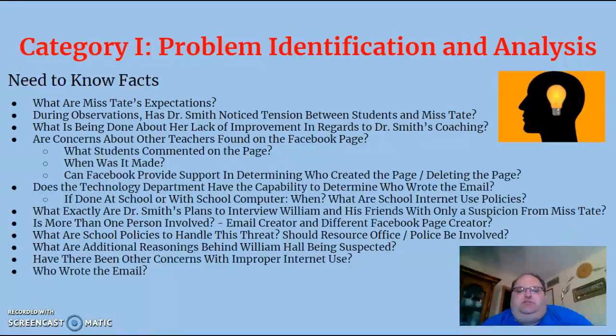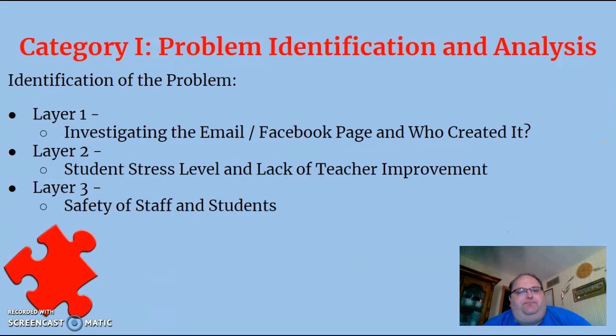Is there more than one person involved? Could there be a creator of the email and a creator of the Facebook page? Do we need to consider two threats or two potential suspects? What are the school policies to handle this situation? Should the police officers, the resource officers, be involved? What are additional reasons behind William Hall being suspected? Have there been any other concerns with this? And of course, it comes down to who wrote the email.